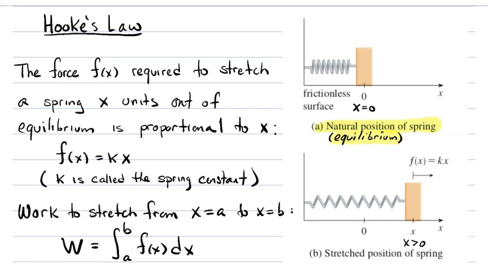So the physical principle that we're going to study here is something called Hooke's law, named after an English mathematician physicist, Hooke. And Hooke's law says that the force required to stretch a spring x units out of equilibrium is proportional to x. That is, the force is some constant times x, and that constant is called the spring constant. So pulling a spring x units out of equilibrium requires a force of kx. K is a spring constant, it depends on the spring. So therefore, the work is just the integral of f of x dx, to stretch it from x equals a to x equals b. That is the integral of kx dx.